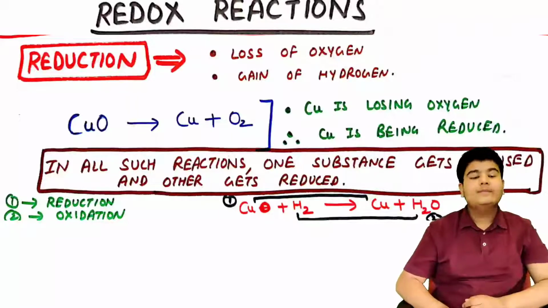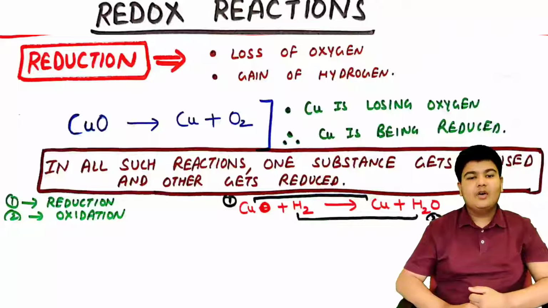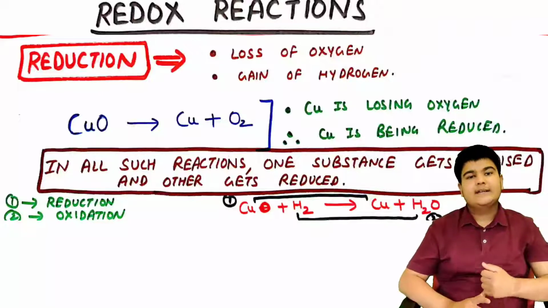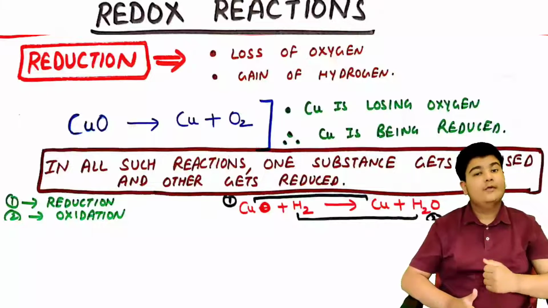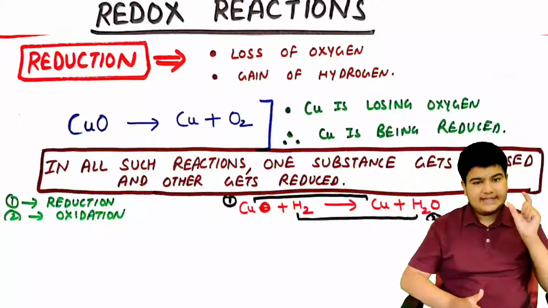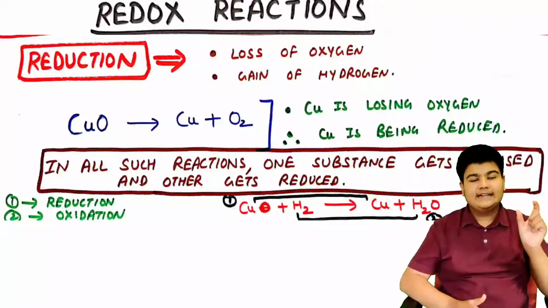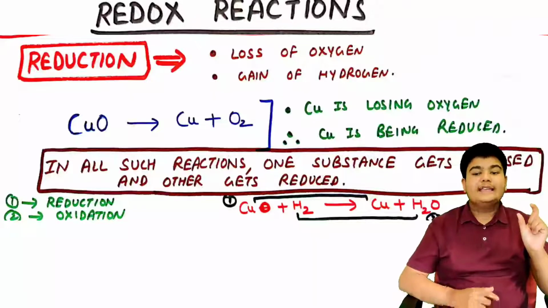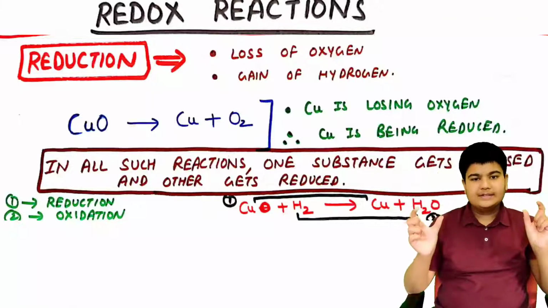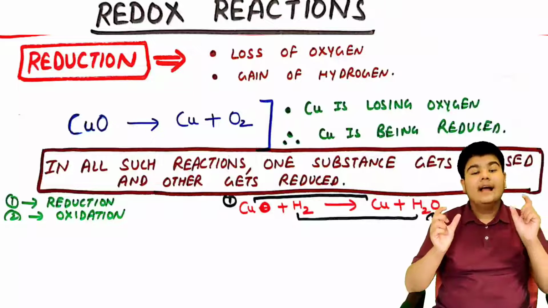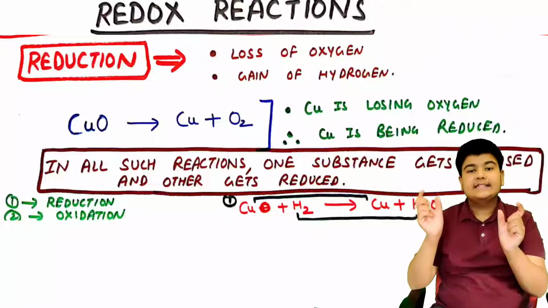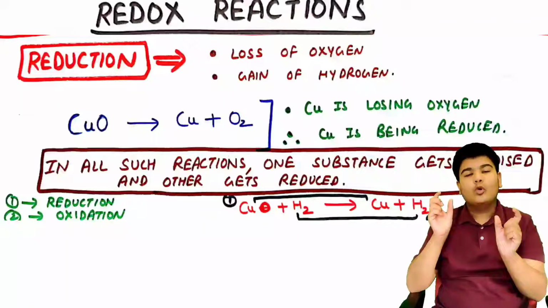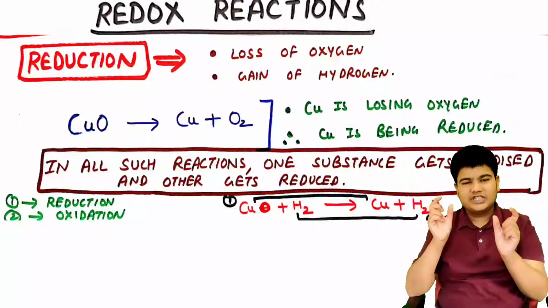For example, if we take the reaction of copper oxide plus hydrogen is equal to copper plus water. In this reaction, copper oxide, that is CuO, is getting reduced to copper, that is Cu, but H2, that is hydrogen, is getting oxidized as it is becoming H2O on the product side. So oxygen is being added to it.